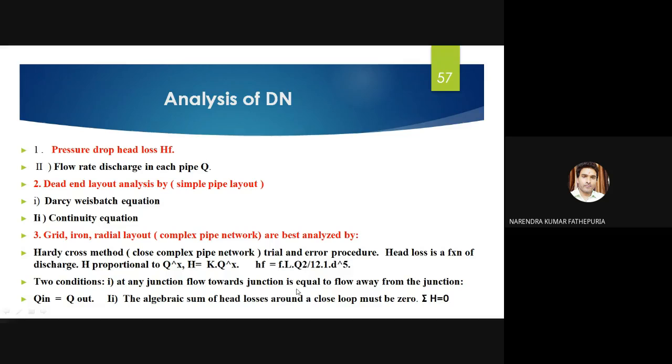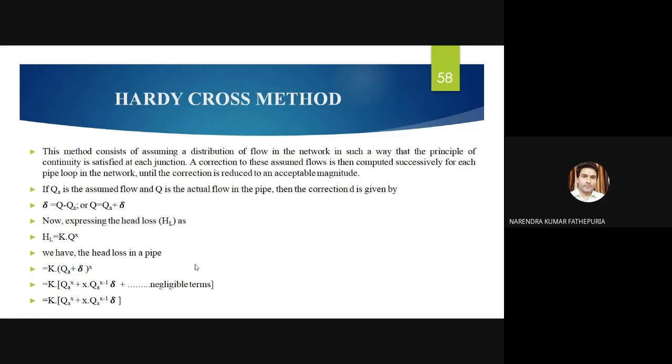At any junction, flow towards the junction is equal to the flow away from the junction. Q in should be Q out, that is one condition. The algebraic sum of all the head losses, the pressure around a closed loop, should be zero. The summation of all head losses should be equal to zero. So the Hardy-Cross method works on two conditions: the summation of the pressure head equal to zero, and Q in equal to Q out. And this is the ideal equation for it. I will derive it simply to show how things happen.